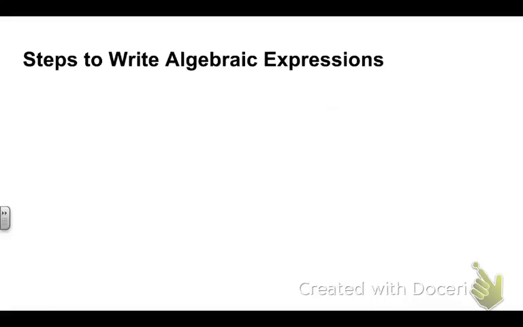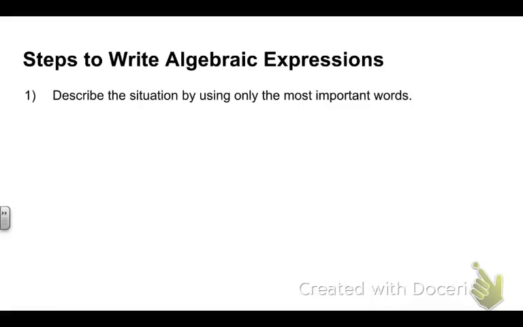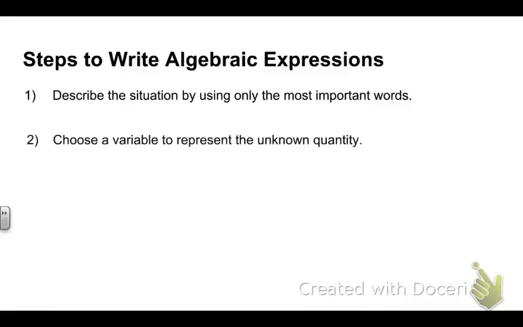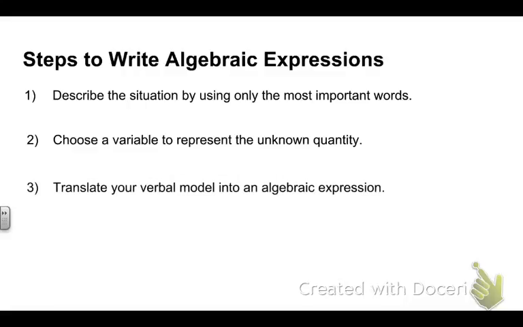So steps to write algebraic expressions. Step 1, describe the situation by using only the most important words. Then choose a variable to represent your unknown quantity. And then finally, translate your verbal model, your verbal phrase, into an algebraic expression. Change the words into nothing but numbers and symbols.